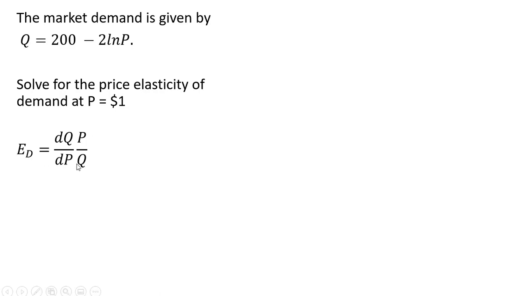There are three things. There is the derivative of the demand equation with respect to its price. Then we multiply that by the ratio of price to the quantity demanded.